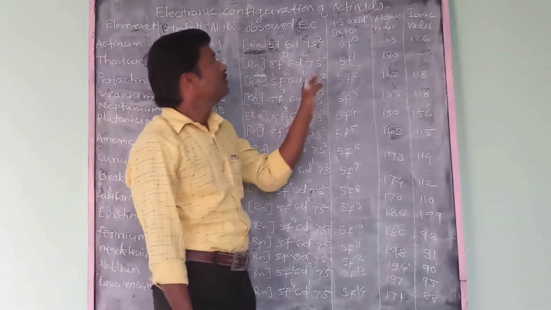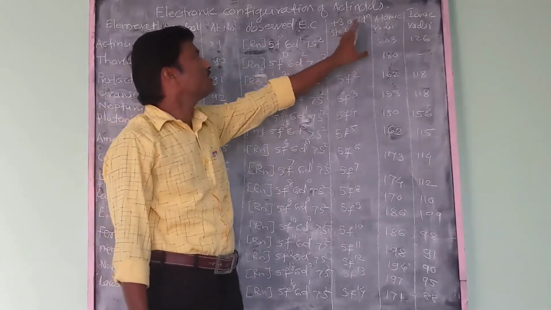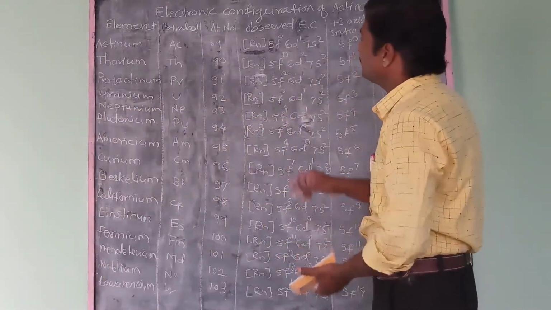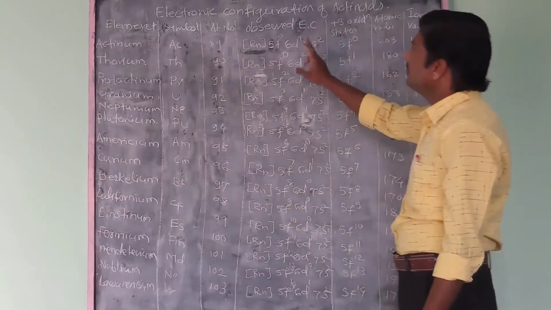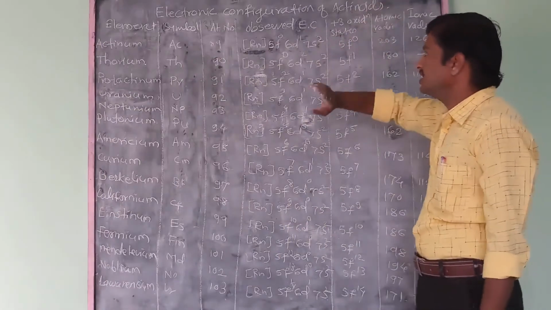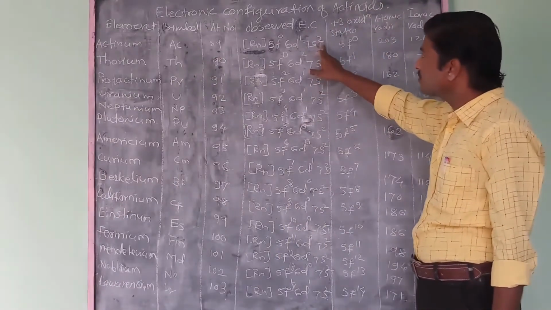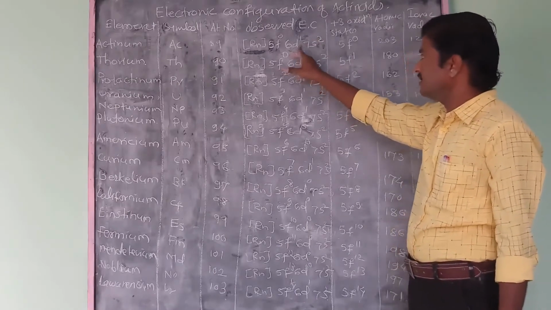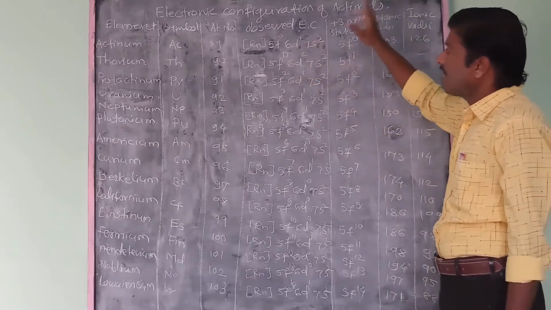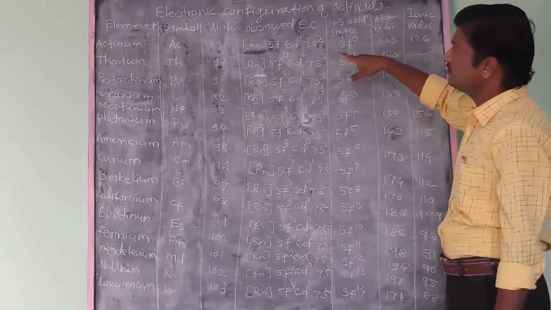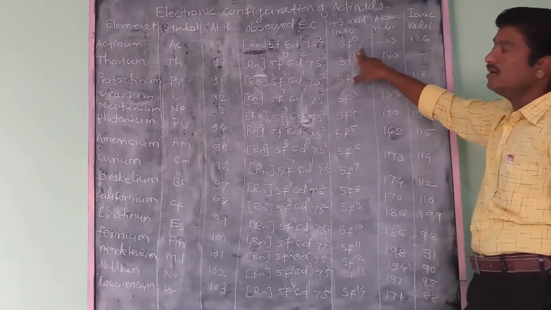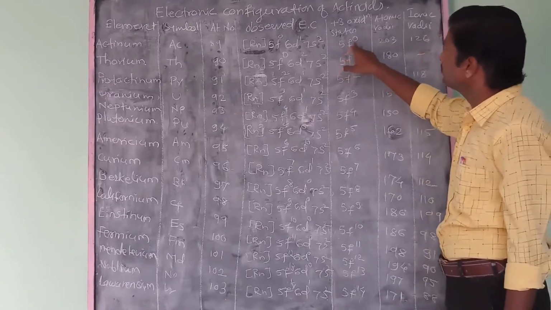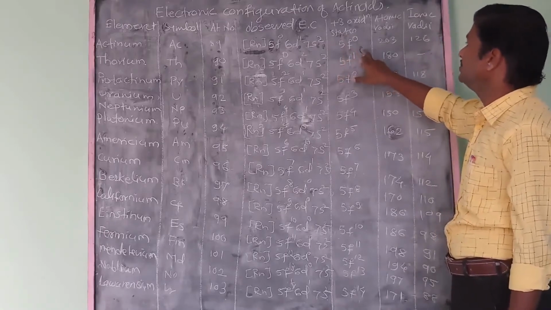Then next, these are the oxidation states. Generally, if we study the first element, that is actinium, it will form the plus 3 oxidation state, meaning removal of 2 electrons from the 7s orbital and 1 from the d orbital. Therefore the actinium plus 3 ion will be formed, and its electronic configuration will also be radon core 5f0.